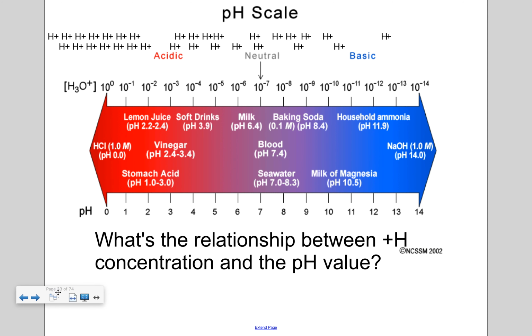All right, here I have a pH scale, 0 to 14, and here I have these hydrogen plus. So remember, acids tend to have a high hydrogen concentration, and bases have low. So what's the relationship between H plus concentration and the pH value? I hope you say it's inverse. So it means if I have a high number of H plus, my pH value is low. Or low number of H plus, my pH value is high.